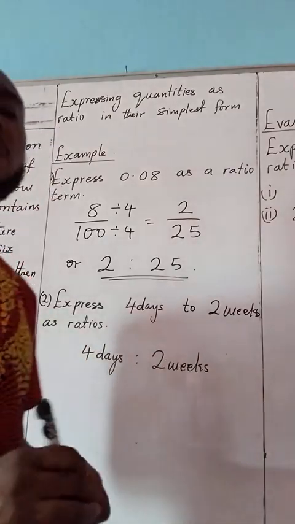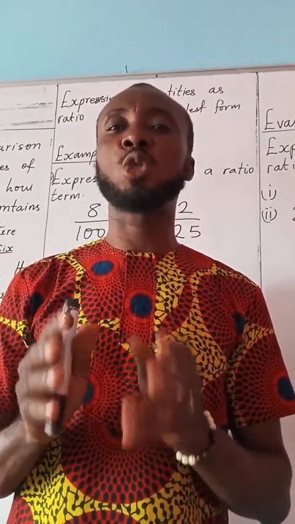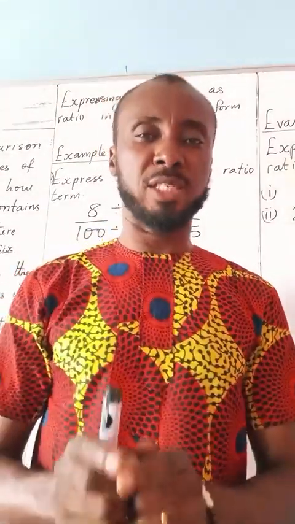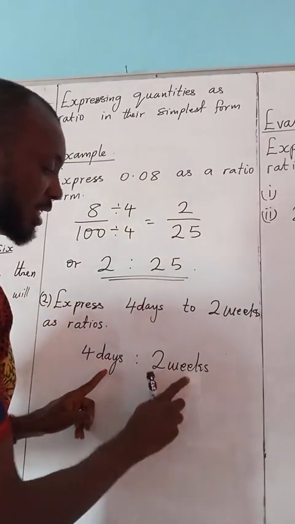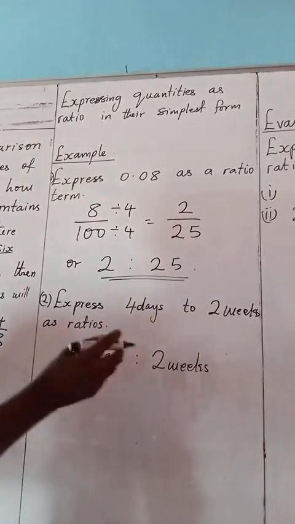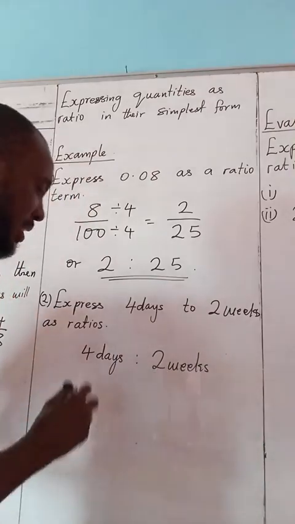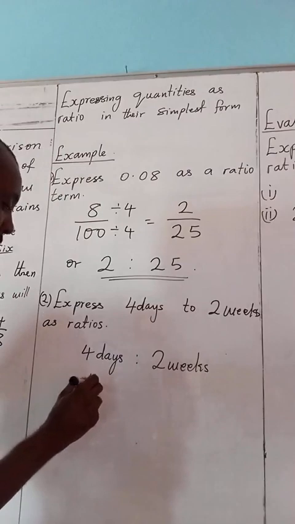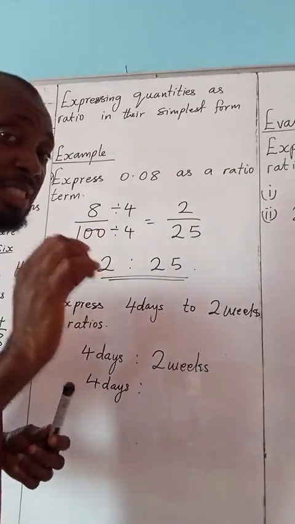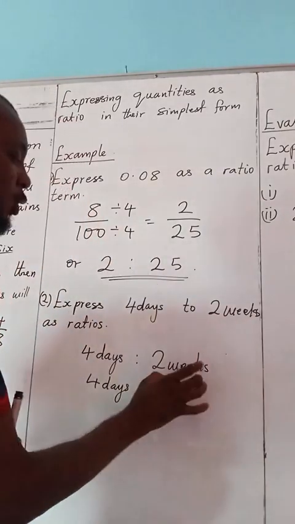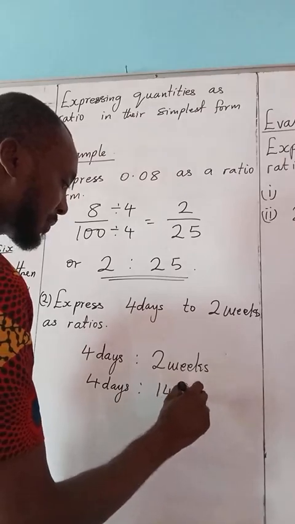Now remember that when we talk of ratio, we say ratio is the comparison between two quantities of the same units. Now when you look at this, you find that they are not in the same units. One is in days and the other is in weeks. So what you have to do is to change the weeks to days. Therefore we have 4 days. Changing 2 weeks to days, we say 7 days make 1 week. So in 2 weeks, it should be 14 days.